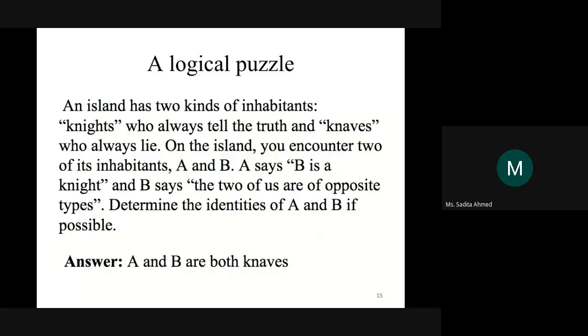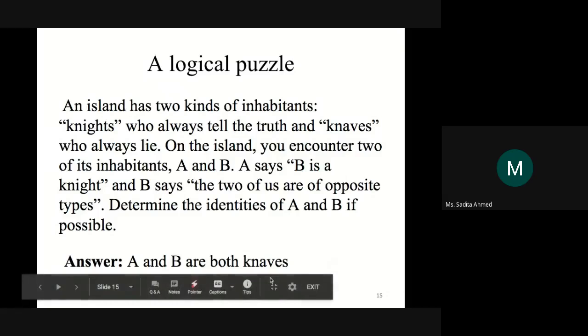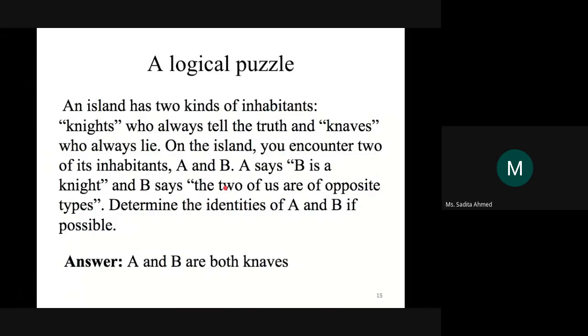Okay? So here we started with the hypothesis that A is a knight, and we saw that it led to a contradiction. If it leads to a contradiction, the hypothesis must be false. So we went with the opposite hypothesis and saw that everything checks out, everything falls into place. So that must be true. So A and B are both knaves. What if you started with a different hypothesis? What if instead of starting with A is a knight, you started with the assumption that A is a knave? What if you started there?